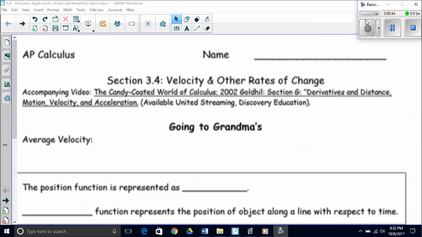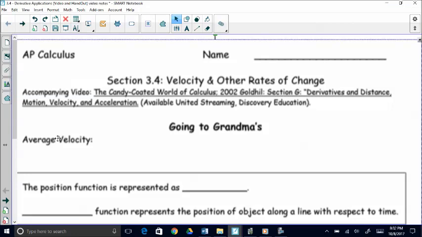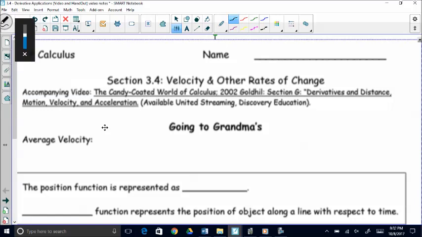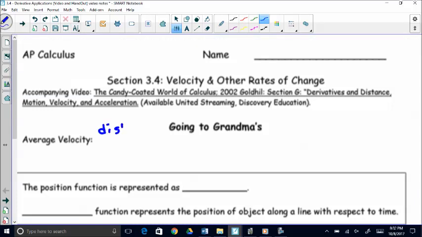So if we think about average velocity, we've talked a lot about average velocity in this class. Average velocity was the very first thing we did on the very first lesson with limits. Average velocity, remember, is the distance traveled divided by time. So distance divided by time.